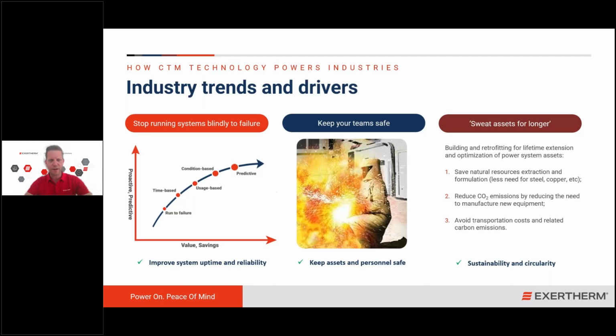The second thing that resonates in customer discussions is safety, always a top priority. Still today, too many people get injured or there's even fatalities when operating power systems. Electrification hazards, internal arc flashes are still too predominant in running power systems. So it's all about keeping the teams, keeping people from harm.